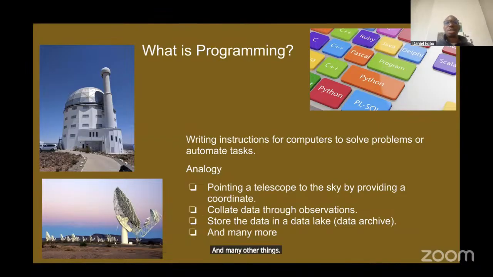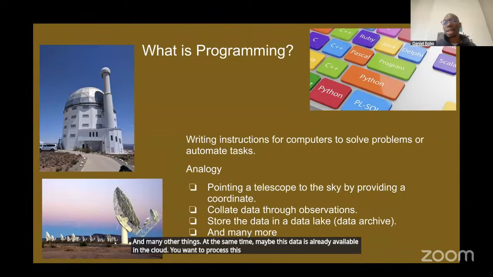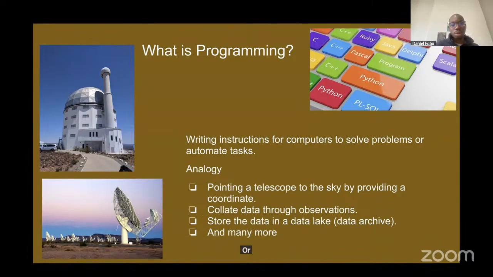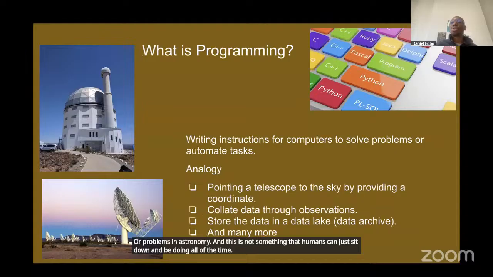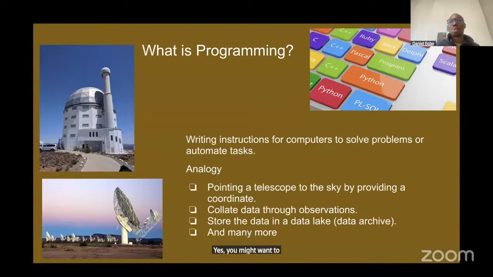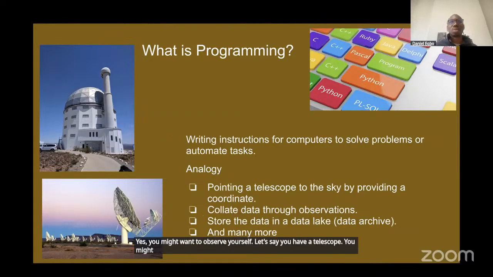At the same time, maybe this data is already available in the cloud. You want to process this data. These are different tasks or problems in astronomy. And this is not something that humans can just sit down and be doing all of the time. Yes, you might want to observe yourself. Let's say you have a telescope. You might point your telescope, control the telescope, but imagine you have to manually enter the coordinates all the time and start pushing the telescope to go from one point to the other. Then you will see that you'll not be able to be efficient in this process.